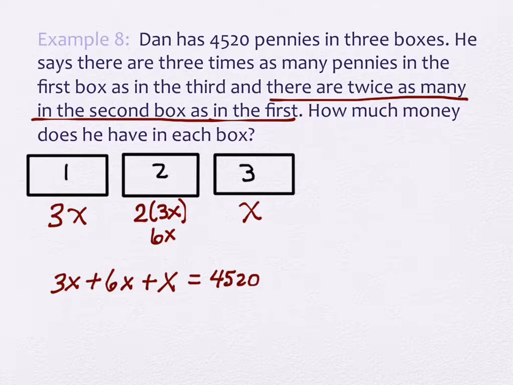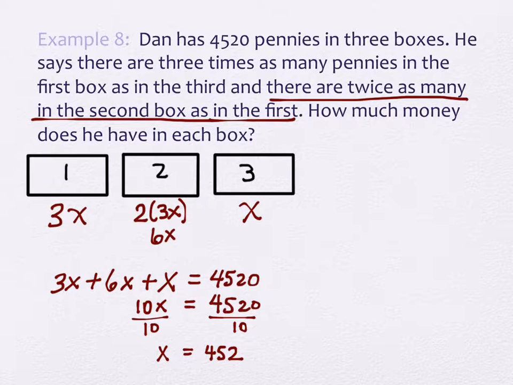All right, so then what do I have on the left? We're going to combine the x's, and it's a nice, wonderful number 10. What would I do next? Divide by 10 on both sides. And what is 4,520 divided by 10? 452.